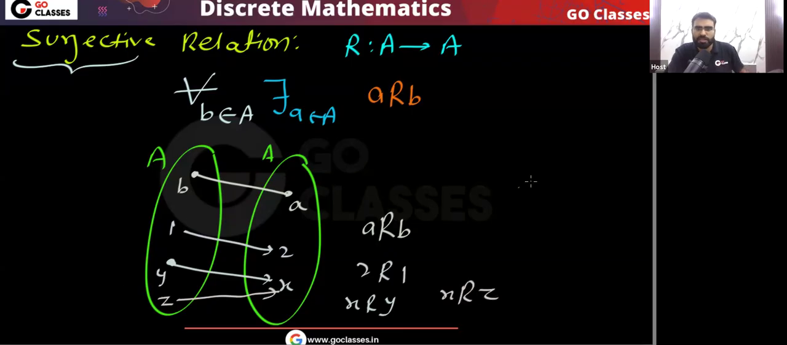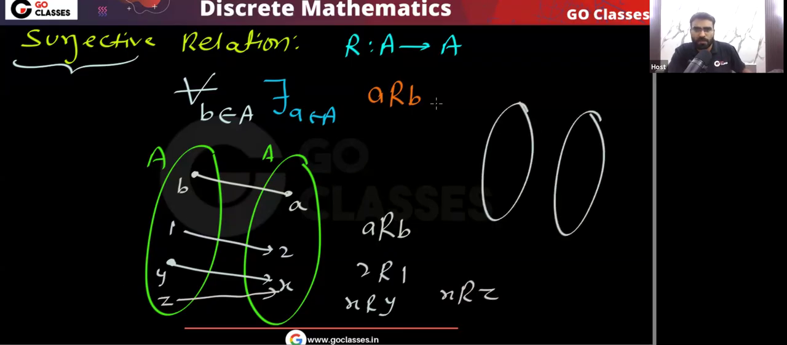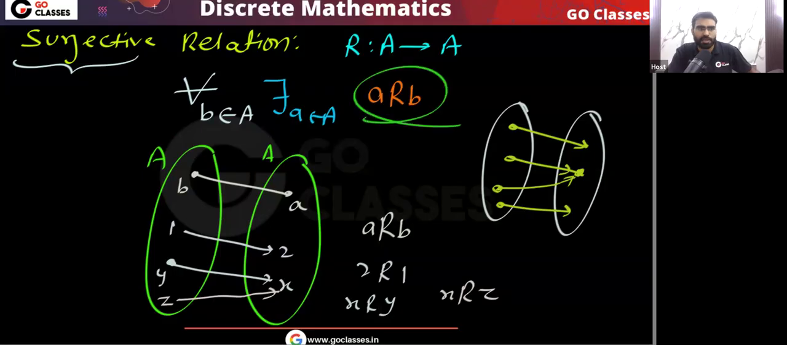So very simple point: for everyone there should be someone. Remember, for everyone, there should be someone. For example, let's assume for this element, you have this element. And for this element also, you have this element. And for this element, you have this element. So you can easily see that for everyone, there should be someone such that A is related to B.